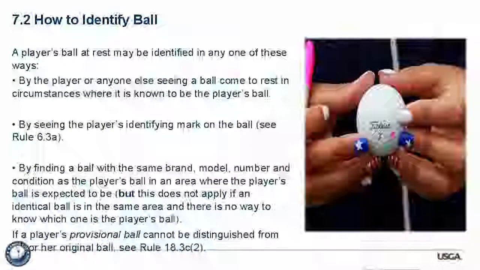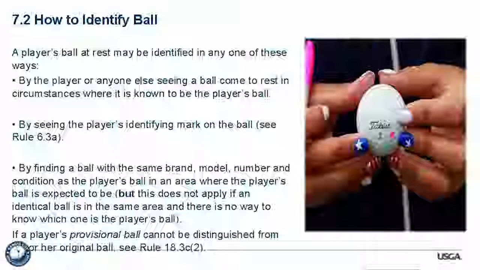That's really what it's taken about. Seeing the identifying mark on the ball, okay, we talked about last week 6.3a, a player should identify their ball with a mark, not necessary. But if you see your mark on there, you've identified your golf ball. But also here's an interesting point that we need to pay attention to here. By finding a ball with the same brand, model, number, and condition as the player's ball in an area where the player's ball is expected to be. So you hit a Titleist 1 in some rough and you walk over, Titleist 1, I've identified it, fine. That's okay by the rules.